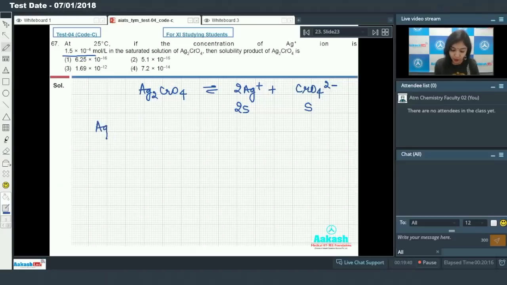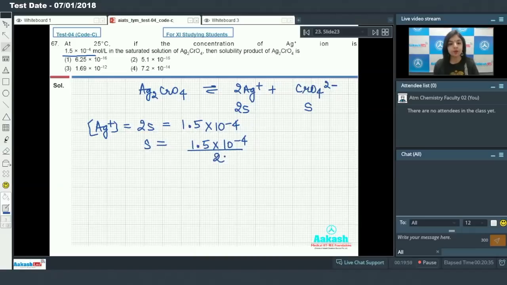So from here we can write the concentration of Ag plus, which is equal to 2S, is equal to 1.5 into 10 raised to the power minus 4. Okay. So from here the value of S will be equal to 1.5 into 10 raised to the power minus 4 divided by 2.